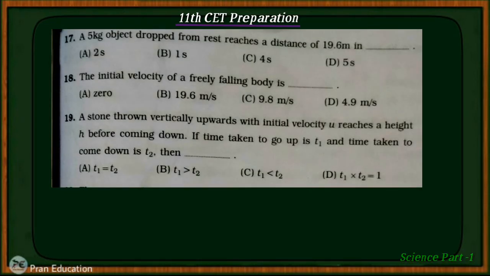17th. A 5 kg object dropped from rest reached a distance of 19.6 meters in dash. Options: A. 2 seconds, B. 1 second, C. 4 seconds, D. 5 seconds. The correct option is option A.